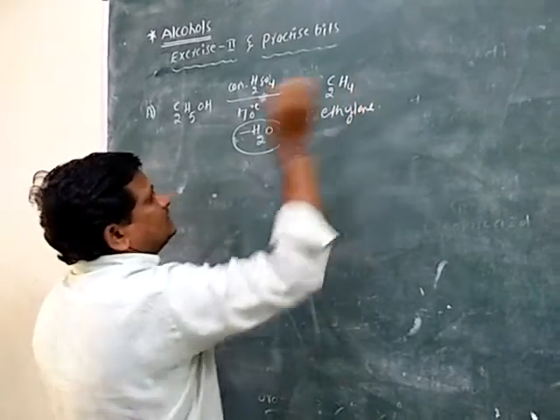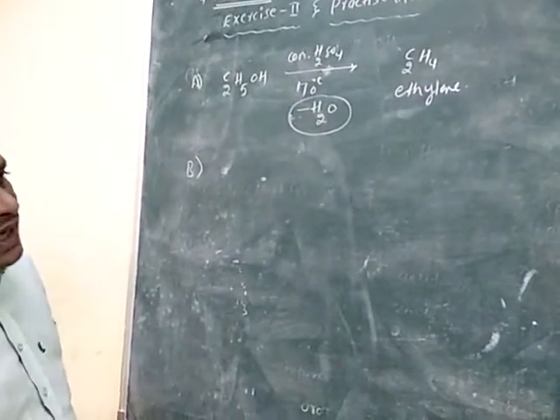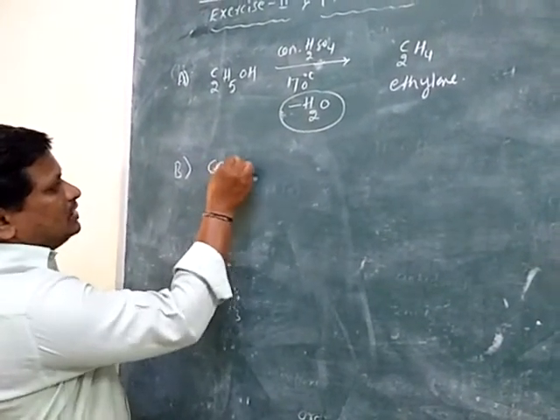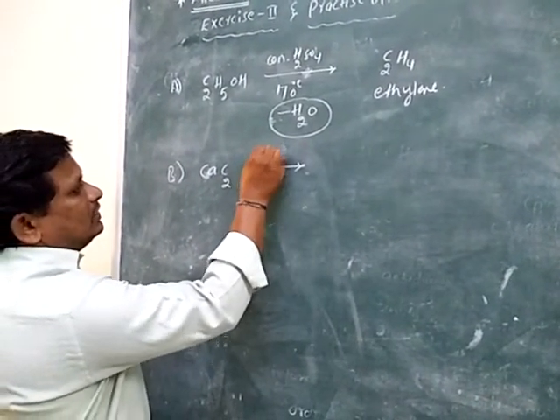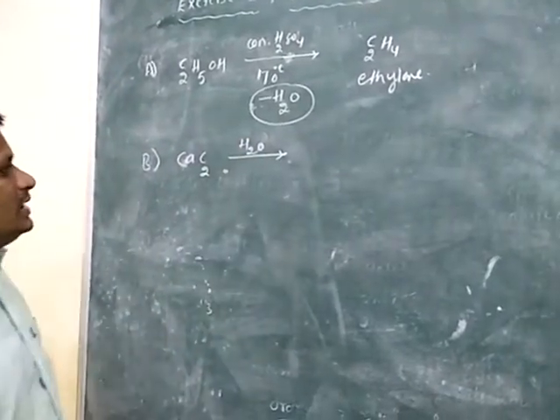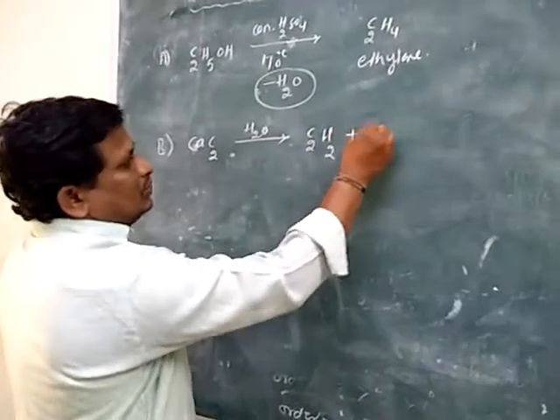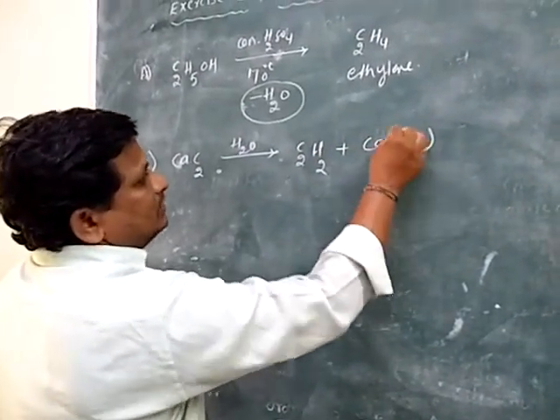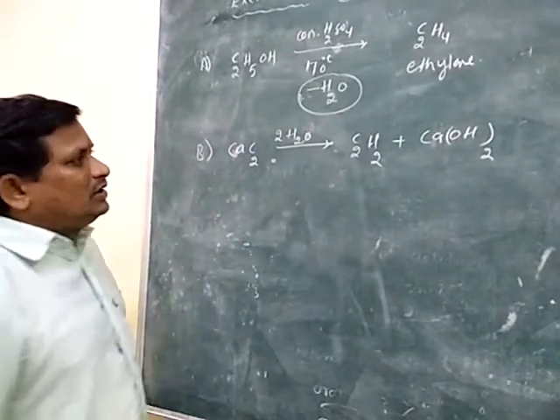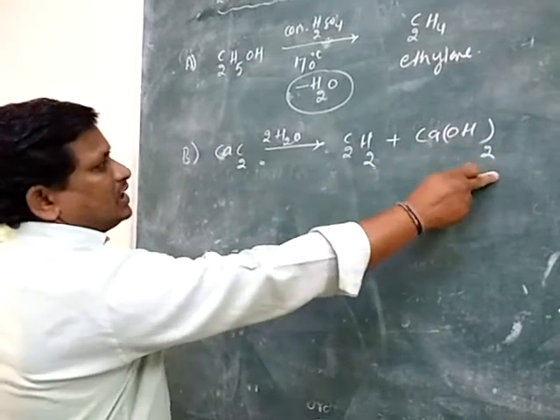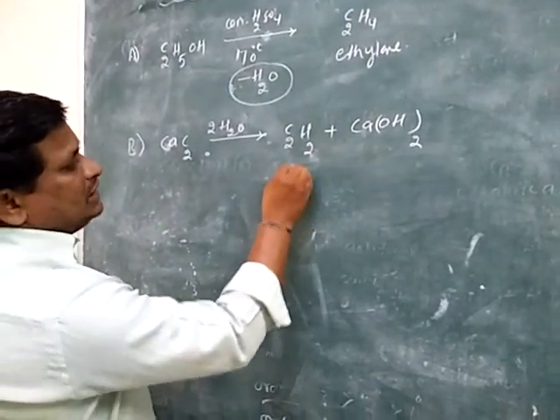So then option B, what is calcium carbide? CaC2 is calcium carbide. On hydrolysis, generally it gives acetylene, C2H2, plus calcium hydroxide. So let us consider 2 moles of water. So then Ca(OH)2 is formed in the presence of 2H2O. It is the acetylene.